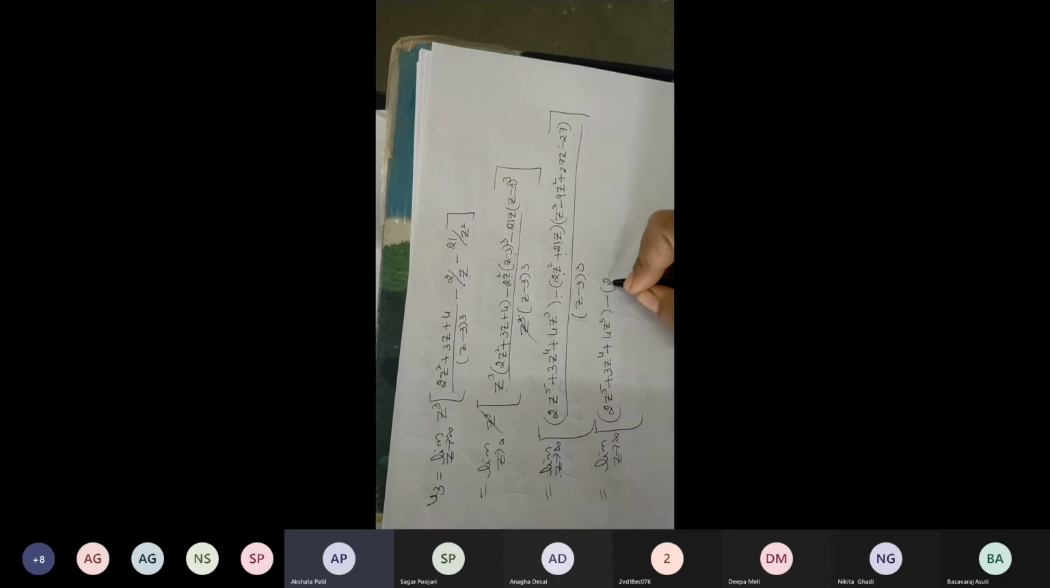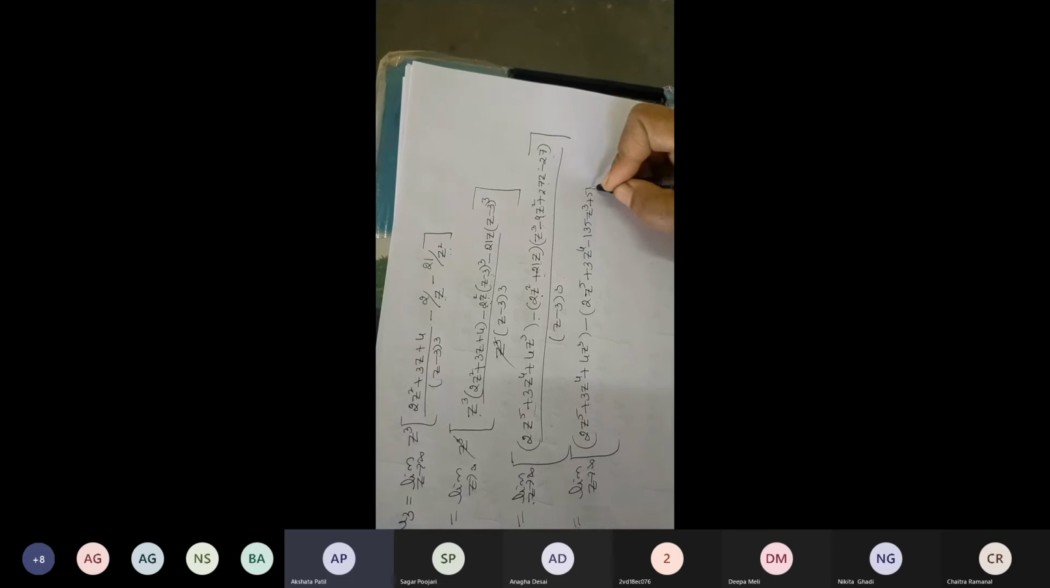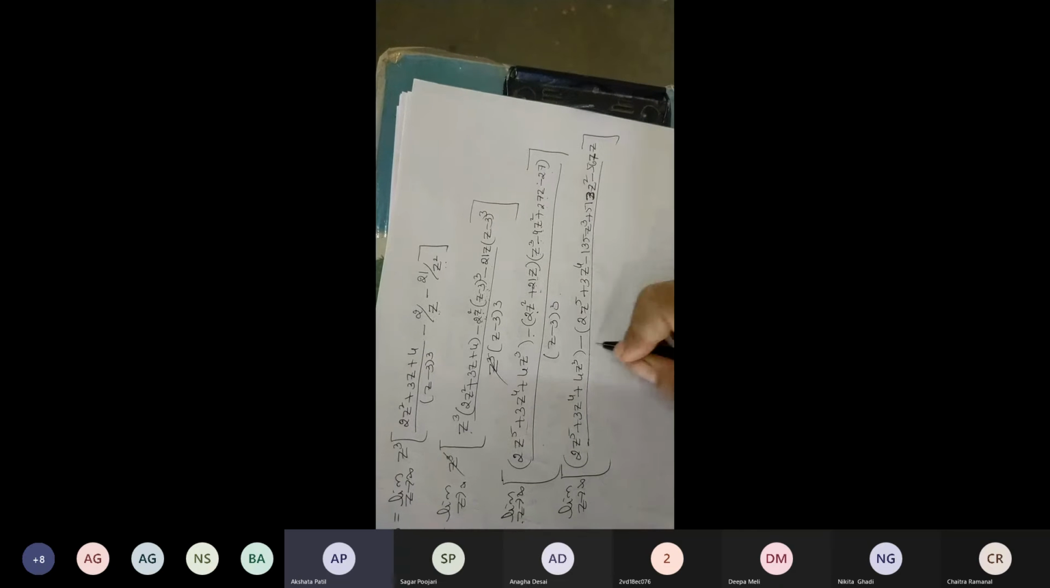Now simplify these two brackets. So here you will get 2 into z raised to 5 plus 3 into z raised to 4 minus 135 into z cube plus 513 z square minus 567 z. Now divided by (z minus 3) the whole cube. Now again we need to simplify this one.